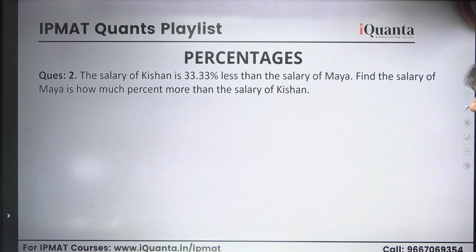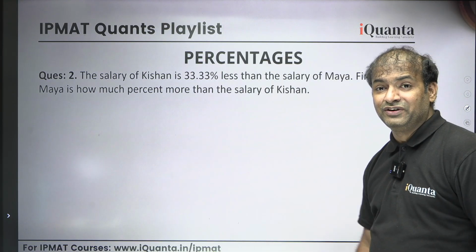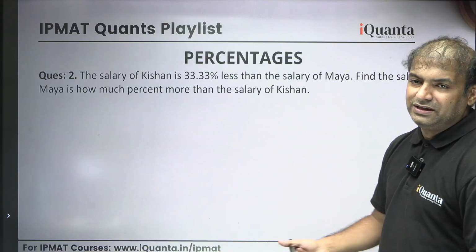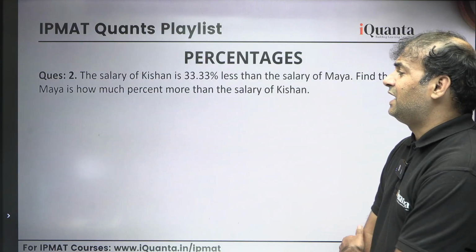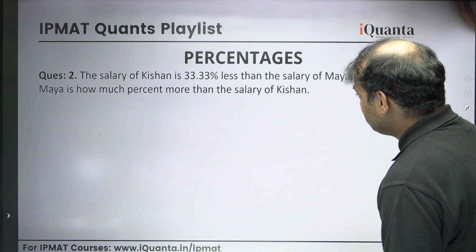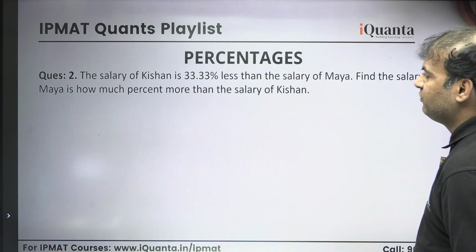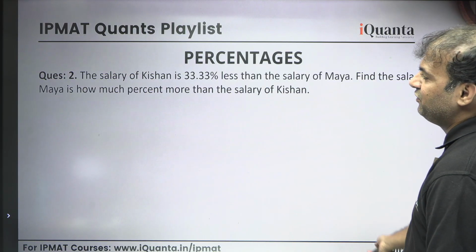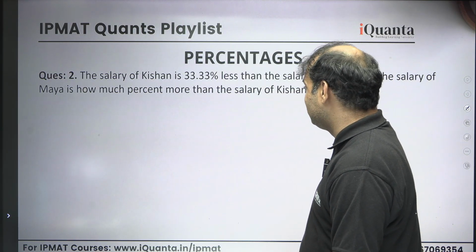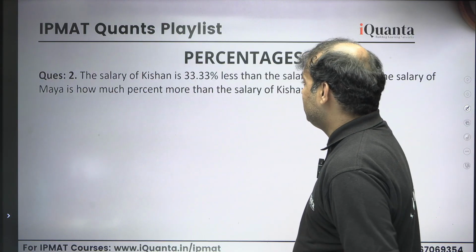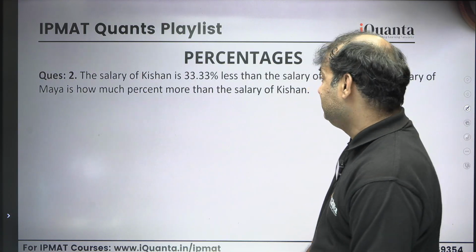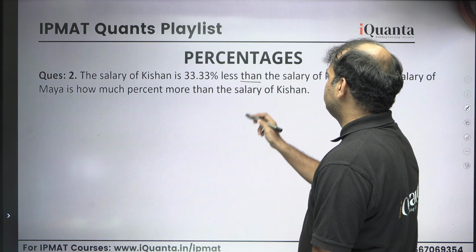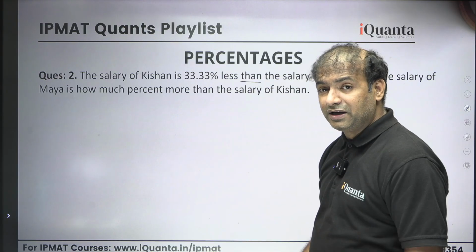Again guys, you can pause the video, try to solve it for 1 or 2 minutes and then come back to see the solution. The question says the salary of Kishan is 33.33% less than the salary of Maya. Then find the salary of Maya is how much percent more than the salary of Kishan. Alright guys, I just showed you in the last question that whenever 'then' or 'of' is written before a term, that term becomes the initial value.